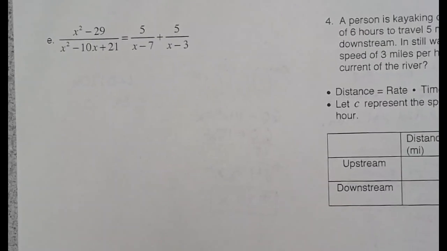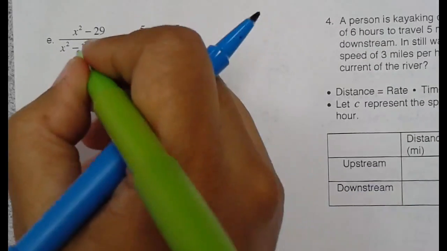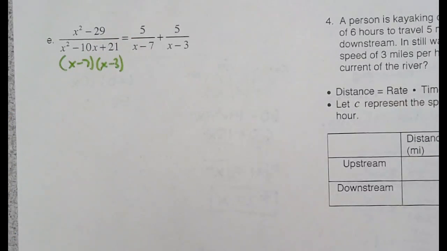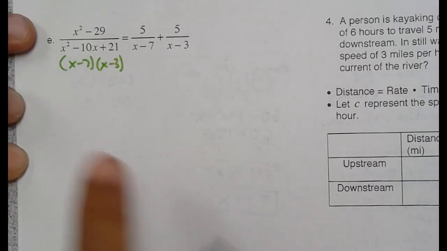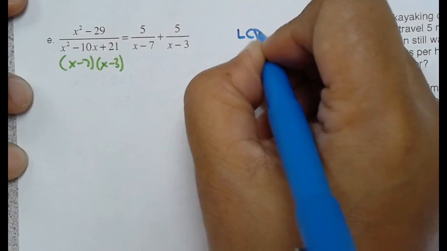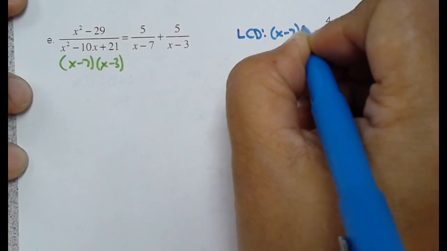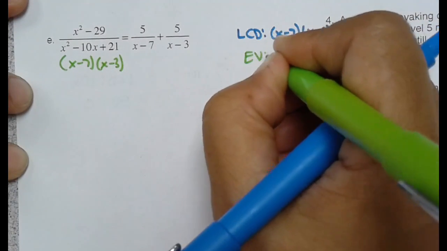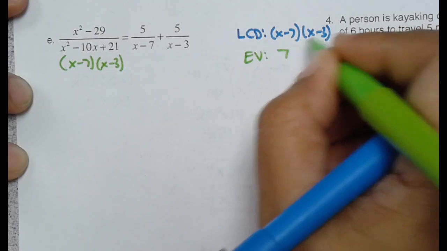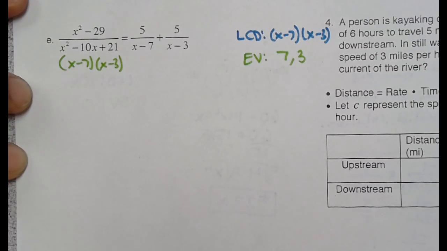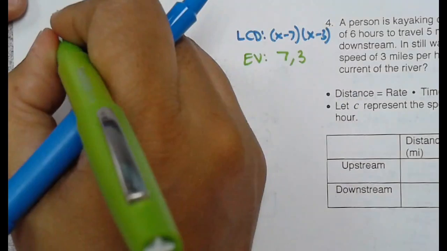it's the same type of problem, but this time we're going to have to factor this first. So this factors to x minus 7 times x minus 3. So let's go ahead and look at our LCD. Basically, we have x minus 7 times x minus 3. Those are the only factors that show up. Keep in mind that excluded values for this will be 7 and 3. Make sure those don't show up. If they do, we'll have to cross that off. So let's go ahead and multiply every term by this x minus 7 times x minus 3.